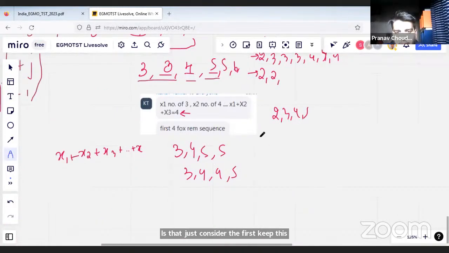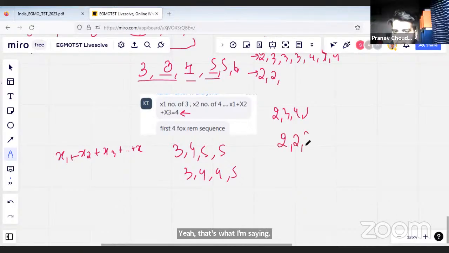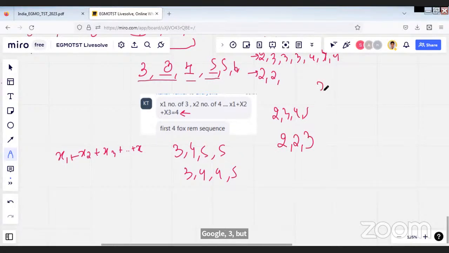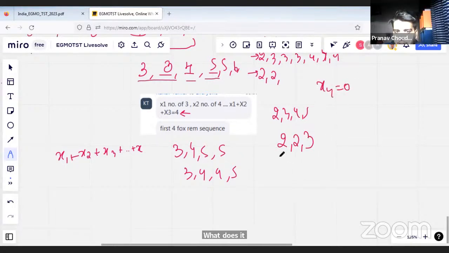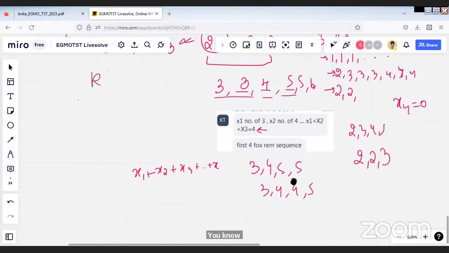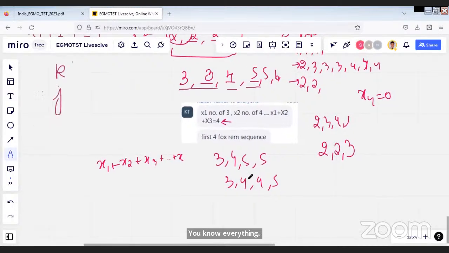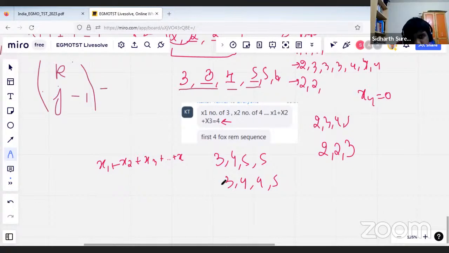Start with 2. Then for 3-pop sequences, 2, 2, 3 works. But then if you notice that x4 is 0 here, right? Everything xi is different. Then change, like, count from fixed starting points. No, wait, what? One second. Yeah, the answer is just 2 to the k.